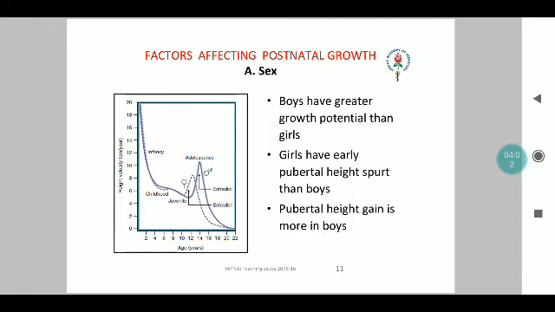If you consider gender-wise variation, boys do tend to have a larger growth potential than girls. Girls have an early pubertal height spurt than boys, and the pubertal height gain is more in boys as and when it does appear, which you can see in this chart.